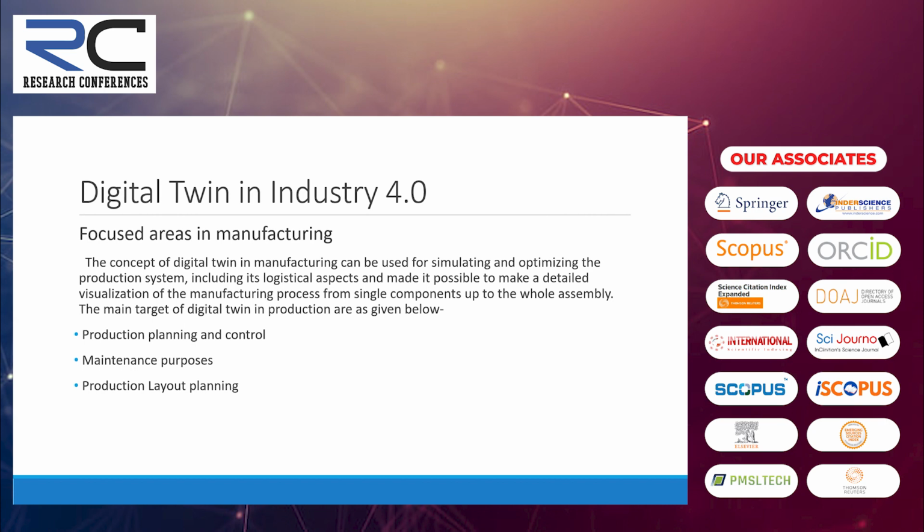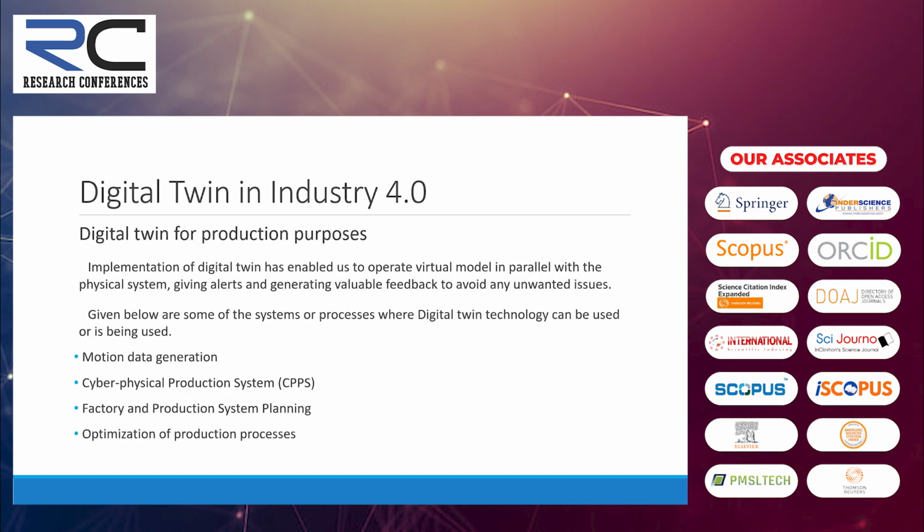Production layout planning. Digital twin can be used to more efficiently construct continuous and simultaneous production layouts. With the help of simulation, we can accurately plan a layout so that it increases the efficiency of production.